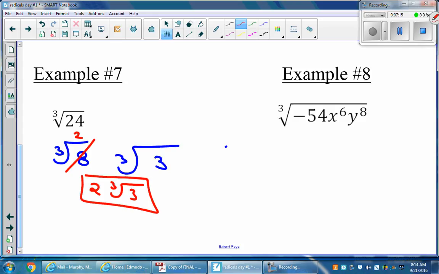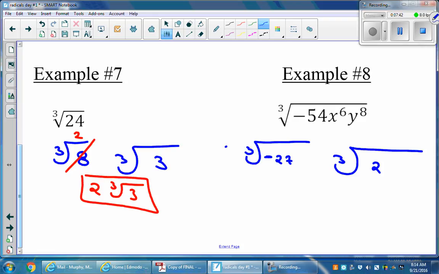Now, example number 8, you're going to notice that now we have a negative underneath our cube root symbol. Not something we should be too concerned about, because if you think about it, we're multiplying something by itself 3 times, and we can get a negative that way. So I'm going to take a look at the number 54, look at my list of perfect cubes. I'm going to come up with the fact that 27 is going to be the largest perfect cube, and 27 times 2. Now the question is where do we put the negative? I always put the negative with the perfect cube. When I simplify, it kind of takes care of itself.